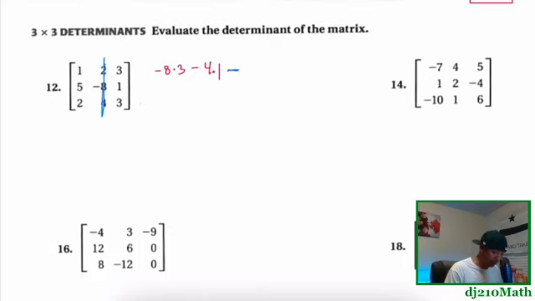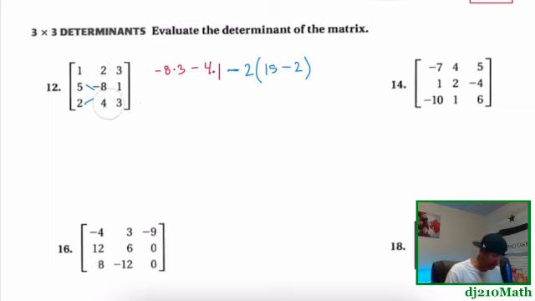I'm doing a little cover up method. In my mind, this is what I'm doing. So I'm noting 2 times the determinant of the remaining 2 by 2. 5 times 3, which is 15, minus 2 times 1, which is 2. All right, that's the second part.